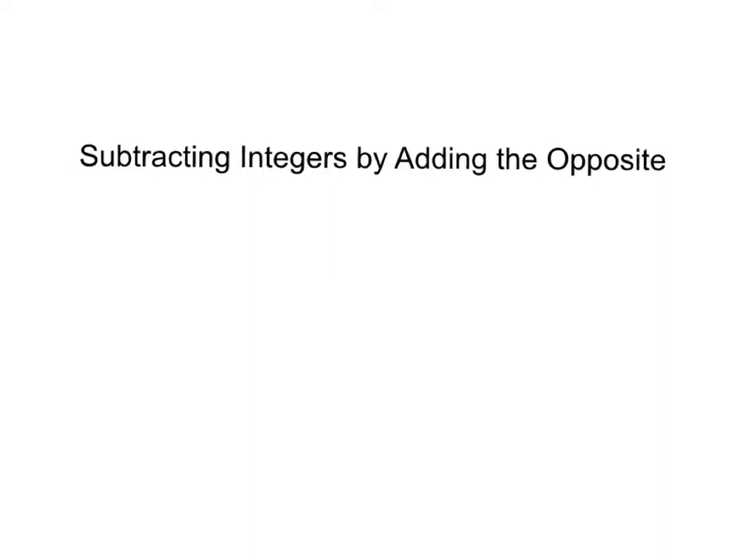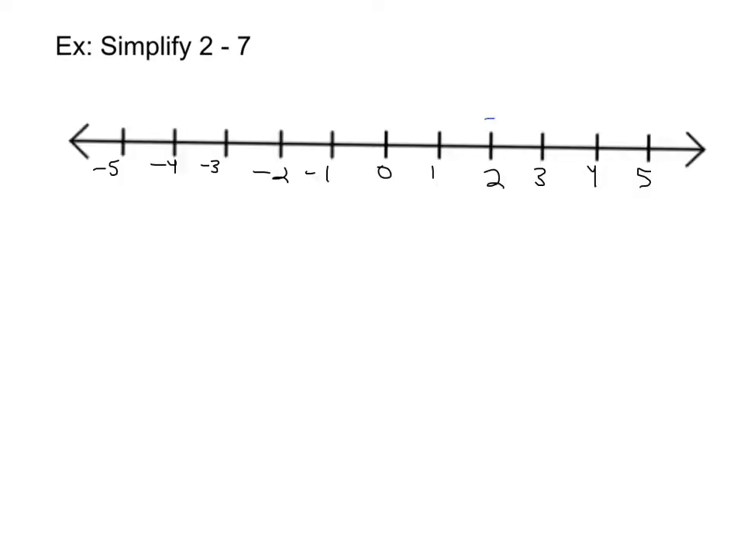Today we're going to be subtracting integers by adding the opposite. We're going to start with the example, simplify 2 minus 7. Let's start by showing this on a number line. My number line, and since my problem starts at 2, I want to start at 2. Now, this says I'm subtracting positive 7.